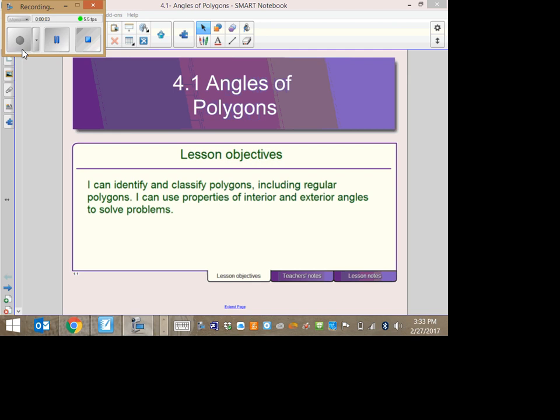In Unit 4, we're going to be talking about polygons and different types. So 4.1 is called Angles of Polygons. And a lesson objective, I can identify and classify polygons, including regular polygons. I can use properties of interior and exterior angles to solve problems.